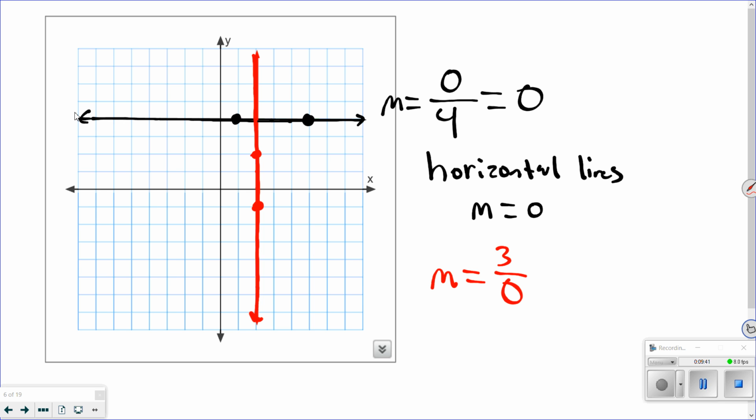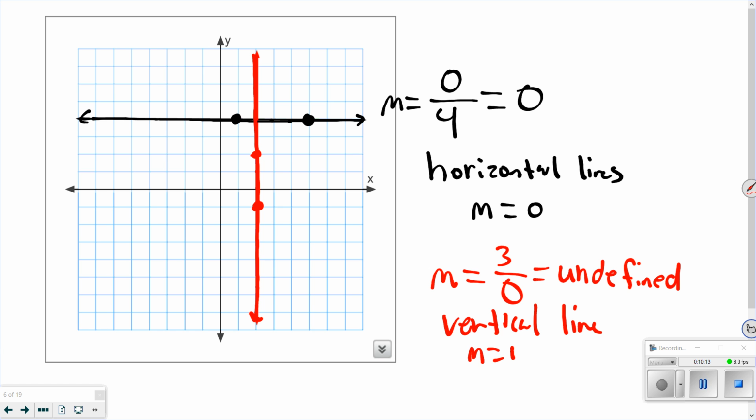Okay, this is important. We talked about this, one of the first things we ever talked about in this class. And that is you cannot divide by 0. It's impossible. So what we say is, since it's not possible, we say the slope is undefined. And that will always be true of vertical lines because you're not moving left or right. So go ahead and put that down. If it's a vertical line, the slope will always be undefined.